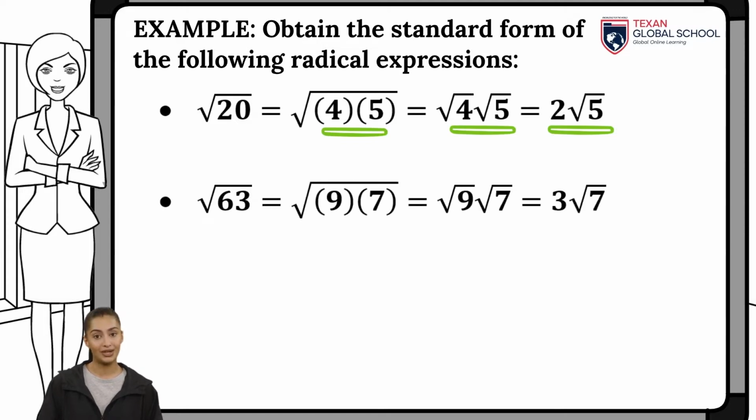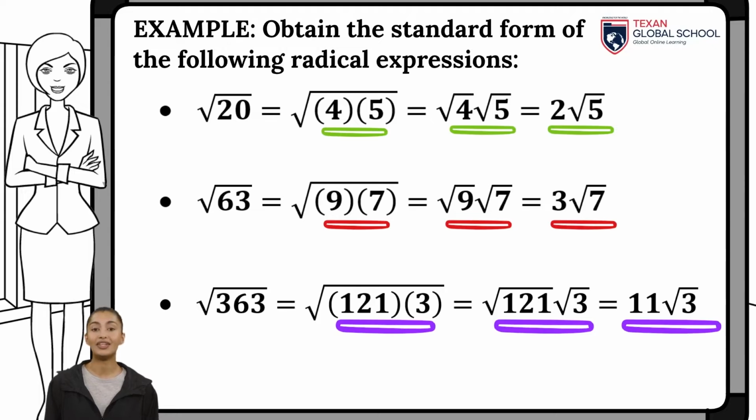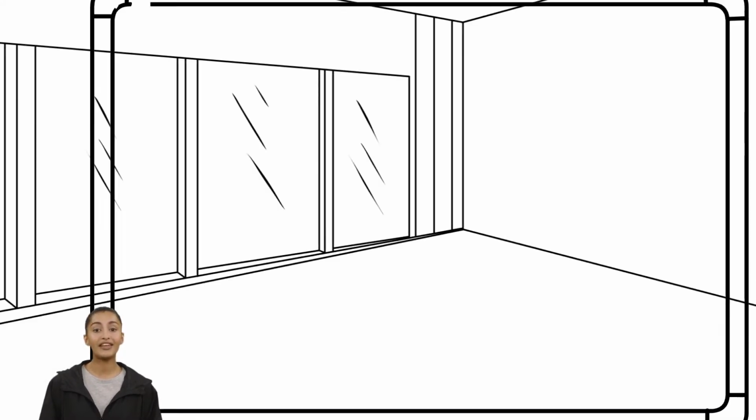Now, at the square root of 63, we can separate the radicand as 9 times 7. Applying roots to each factor gives us the standard form of 3 times the square root of 7. Finally, at the square root of 363, we can factor the radicand as 121 times 3. Square rooting each factor gives us 11 times the square root of 3.